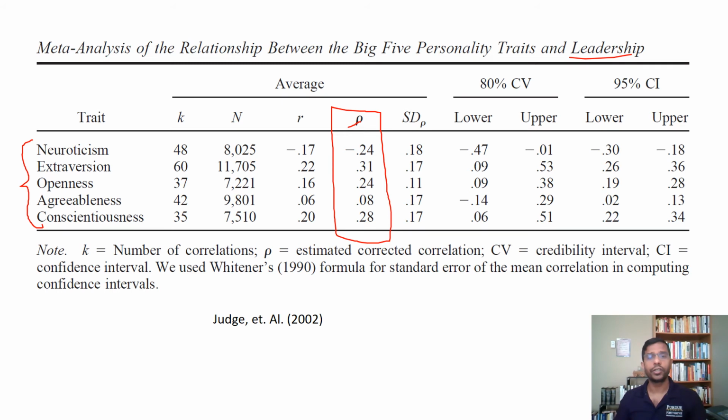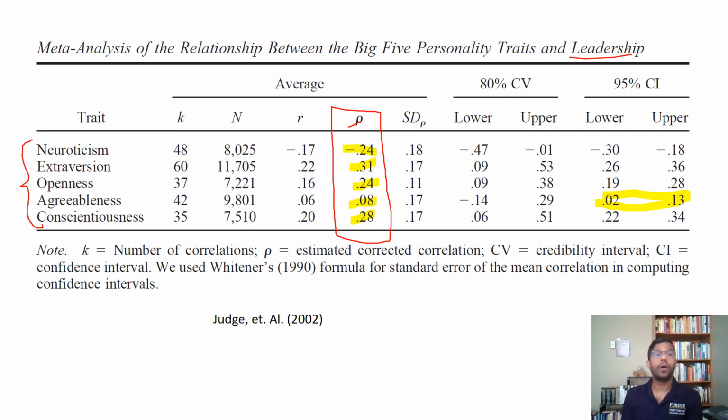We see here that extroversion is the most strongly associated with leadership, with the correlation of 0.31, followed by conscientiousness, 0.28, followed by openness, 0.24, followed by neuroticism in the negative direction, also 0.24, and the trait that is the least correlated with leadership is agreeableness, with a correlation of 0.08. Now, it is not exactly zero, but the correlation is weak. I'm saying it is not zero because the confidence intervals are still in the positive direction, but that's going into technicalities. So the trait that is very weakly correlated with leadership is agreeableness, and the trait that is most strongly correlated with leadership is extroversion.